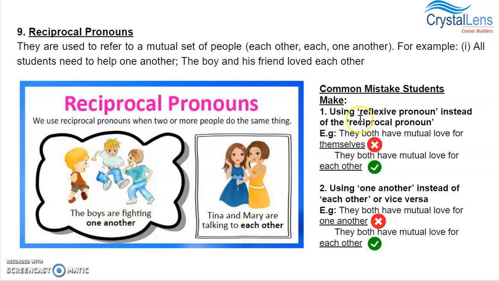A common mistake made is using reflexive pronoun instead of reciprocal pronoun. So a common mistake is saying they both have mutual love for themselves. When you say themselves, this is reflexive, right? The correct thing should be they both have mutual love for each other because this is an exchange. Both of them love each other. And then we are using each other because we are using the word both here, referring to two people. And another one is instead of using one another, using each other. Like I said, one another should be used when you're referring to more than two, and then each other should be used when you're referring to just two.